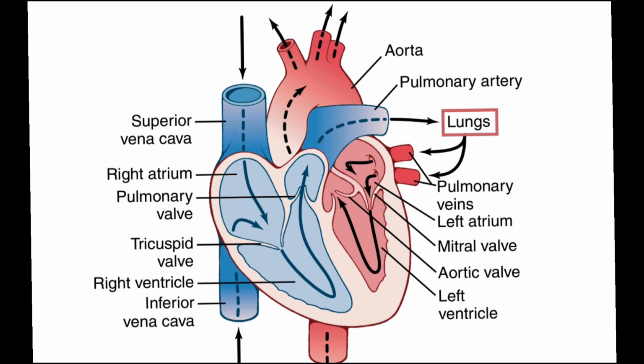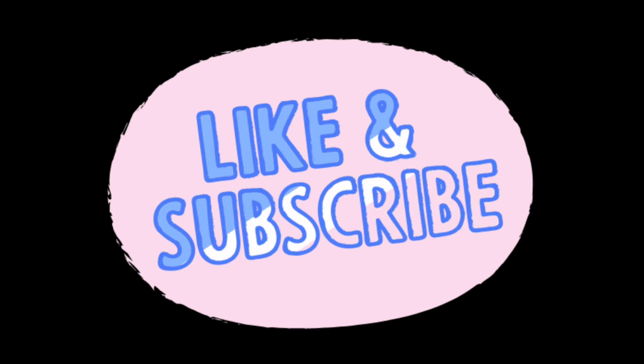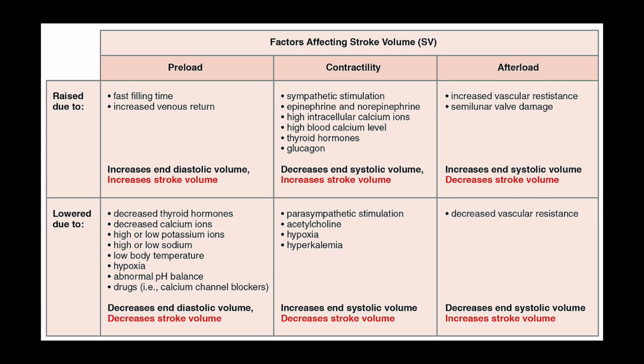So preload refers to the amount of blood in the ventricles at the end of the diastole, just before the contraction, and it reflects the stretch of the ventricular walls caused by the volume of the blood. So what is this preload? It is determined by the end diastolic volume, that is EDV, which depends on venous return, the amount of blood returning to the heart, and the duration of ventricular diastole, that is, longer filling time increases preload.